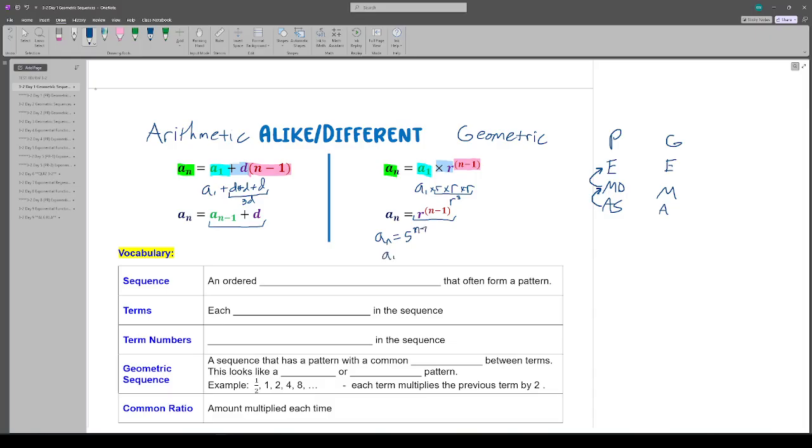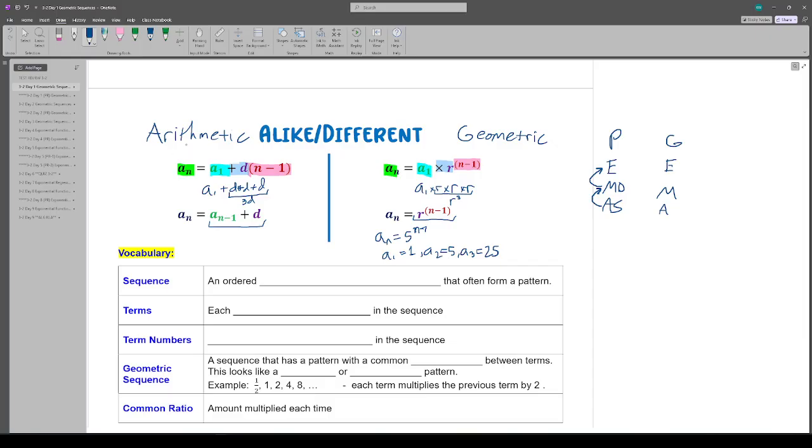Then I could find a1 by plugging in 1 here. 1 minus 1 is 0. 5 to the 0 is 1. Then a2, I would plug in 2. 2 minus 1 is 1. 5 to the 1 is 5. Plug in 3. 3 minus 1 is 2. 5 squared is 25, and so on. So the point here is that you can plug in values to these explicit formulas just like you could for arithmetic sequences.